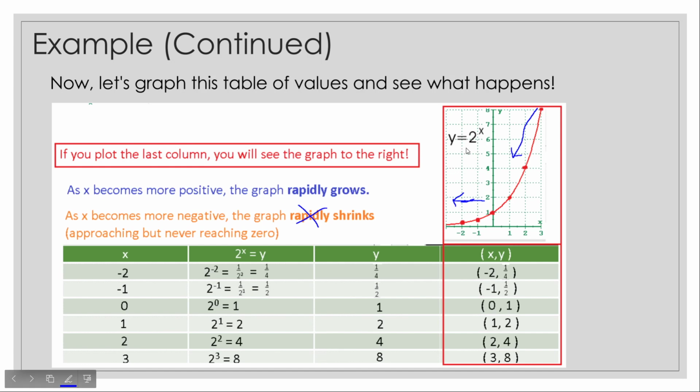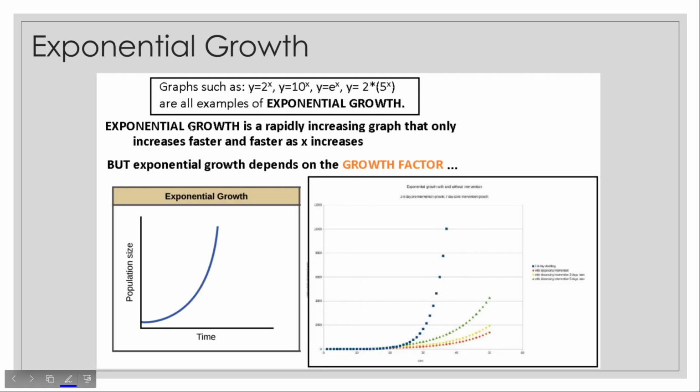So let's talk about exponential growth. I believe I talked a little bit about this yesterday, but I want to make sure I'm very clear about exactly what exponential growth is. Because we talked about exponential functions, but exponential growth is a way an exponential function behaves.